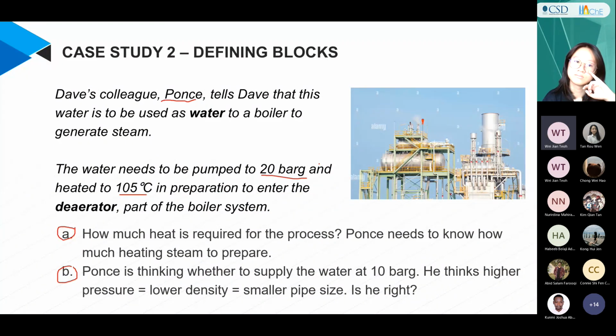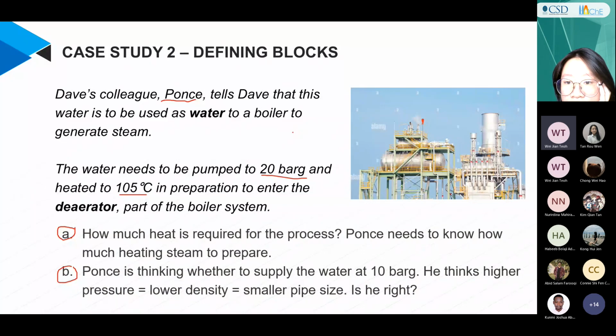Okay, so before the break, we stopped at case study 2, item number A. How much heat is required for the process? We have obtained the value of 962.7 kilowatt. All right. So that is the easy part of this problem.